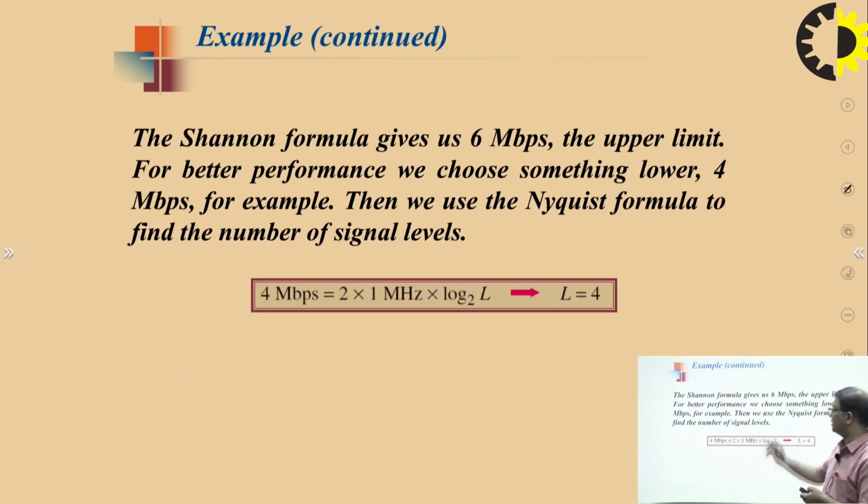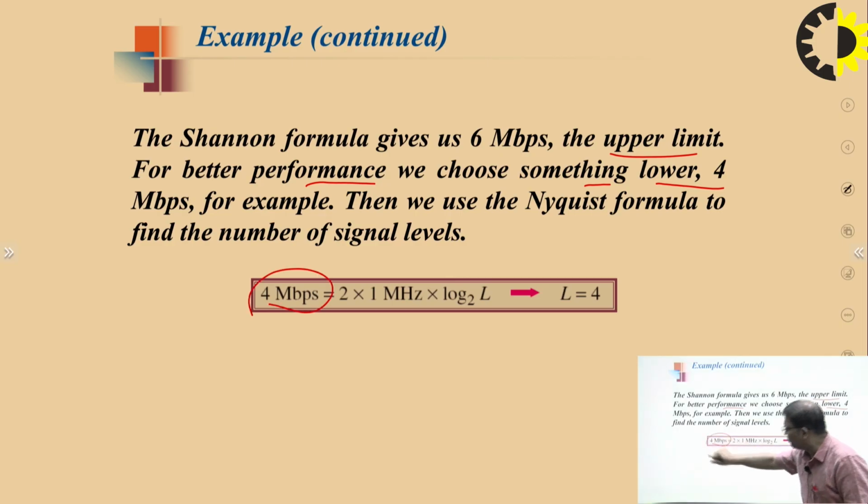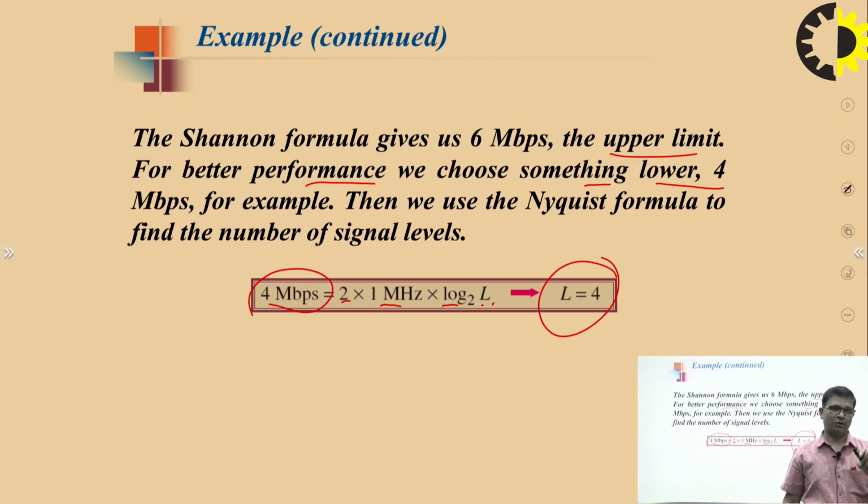The Shannon formula gives 6 Mbps, the upper limit. For better performance, we choose something lower, so 4 Mbps. We can put 4 Mbps rather than 6 Mbps, equal to 2 into bandwidth into log 2 L. So L becomes 4. We can deliver 4 levels of signal through this channel in a noiseless environment.